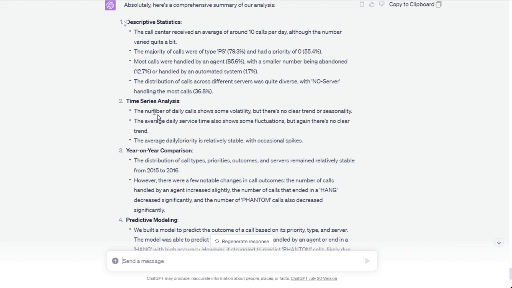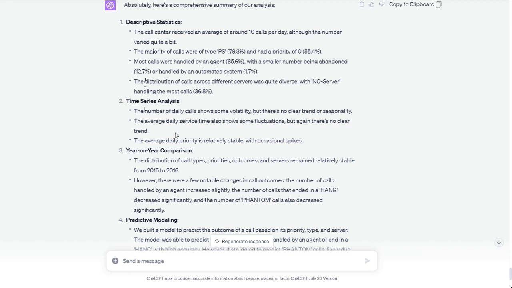Like, so easy just to skim down here and say, okay, average calls per day 10, but it varies. A majority of calls type PS. Most calls are handled by an agent, 85%. This is just perfect, right? If you're a manager or if you wanted to truly understand the data, this just quickly gives you the overview, right? This is what we would historically have spent a long time analyzing in Excel, a long time building a dashboard on, right?